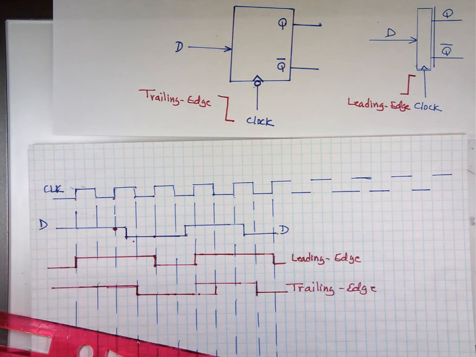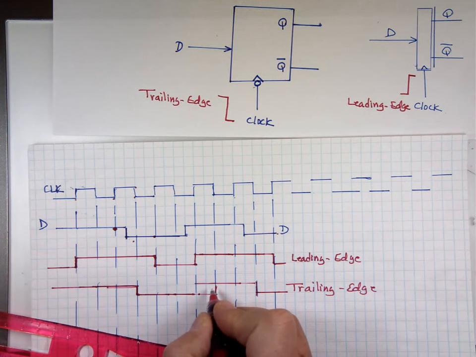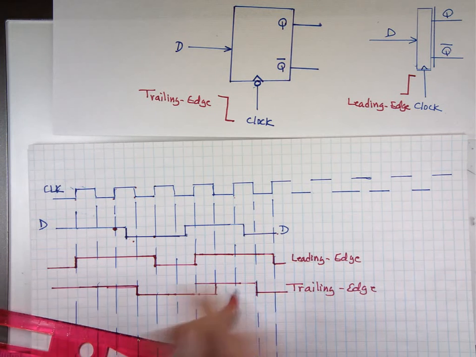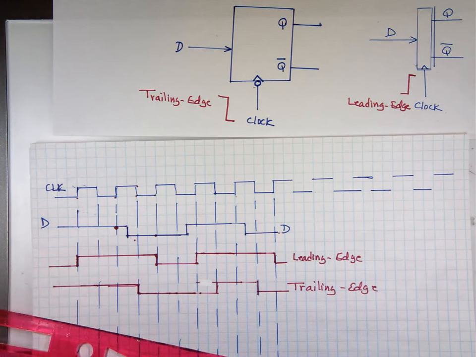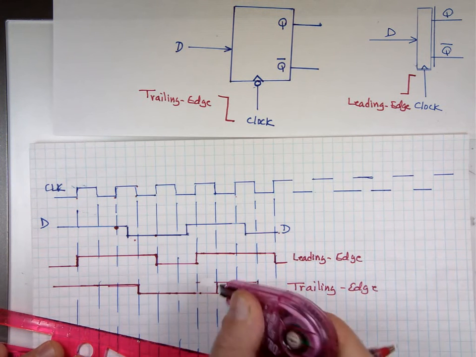So notice your output is completely different. Actually, this one, I had a mistake. This one starts here, not there. I extended the line too far. Where's that eraser? That little piece hanging there, that's not here. So that's what the output will look like, completely different.